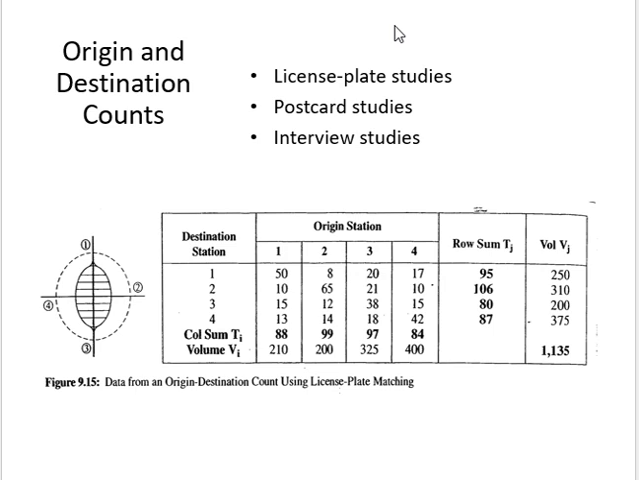Look at the first number. How much is it? The first number is 50, right? Where are they coming from? What is the origin of these 50 people? These are the origins, right? The origin is 1. Okay, got it. And what is the destination? 1. I'm not going anywhere.